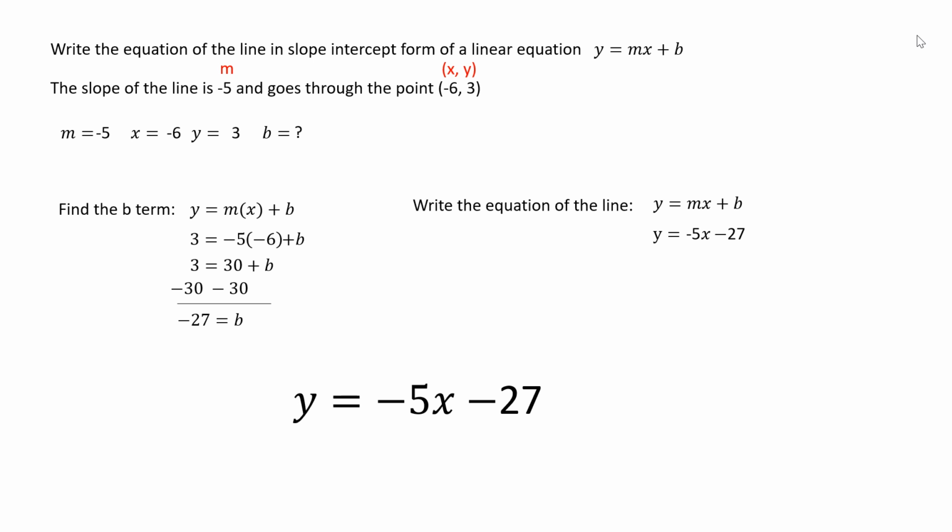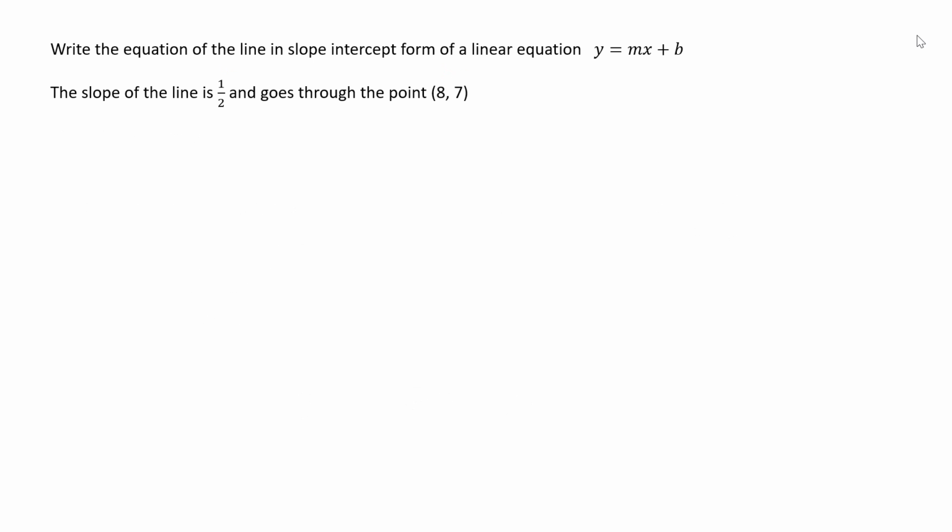All right, let's do one more, but let's do one with a fraction, or a slope that doesn't divide evenly, right? It's got a fraction in it. So the slope is 1/2, and the point that it goes through is (8, 7). Okay. So this time we'll just put our stuff in. So the slope is 1/2, the x value is 8, the y value is 7. We don't know the b value. Okay. So then I'll plug everything into the equation, right?